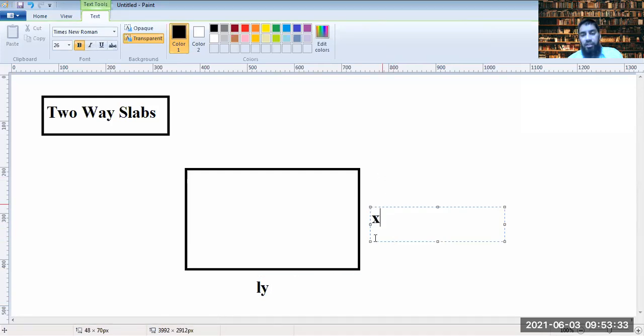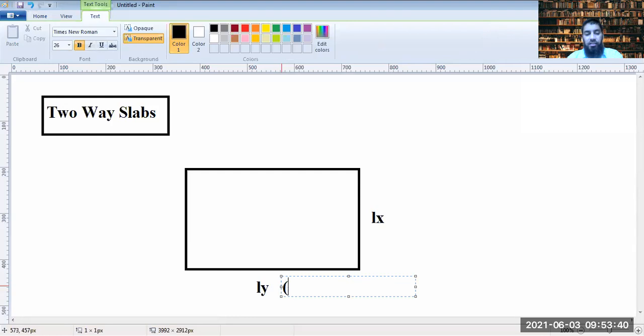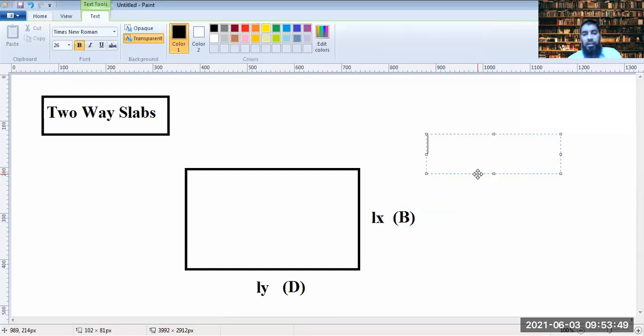So if this is L, one is Lx and another is Ly, or let's take this as D and this is B, the ratio between these two, Ly by Lx or D by B, has to be less than 2. Then we can call this a two-way slab.